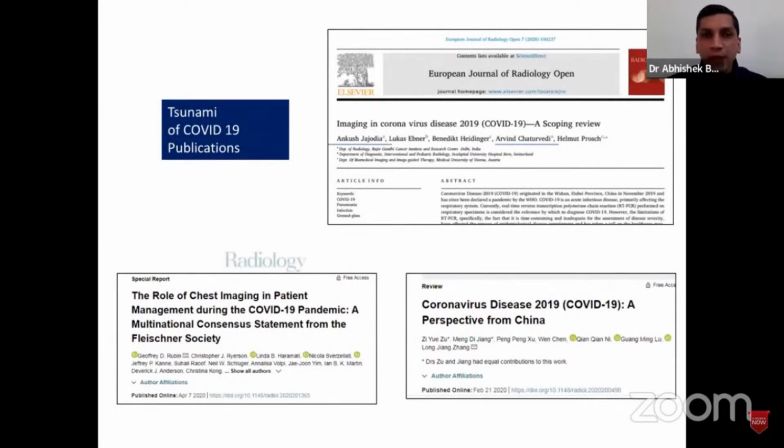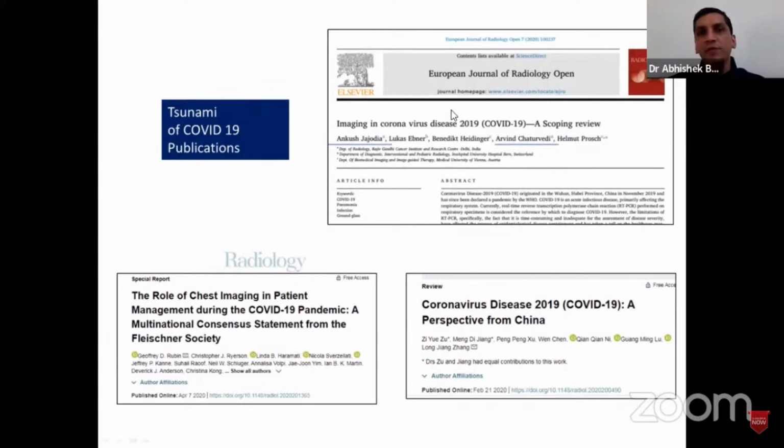There was a tsunami of COVID-19 publications, not just on management and diagnosis, but radiological articles too. Even the radiological publications were flooded. All radiology journals were flooded with COVID presentations, what the findings are, and how to go about it. So we didn't know what really was happening.